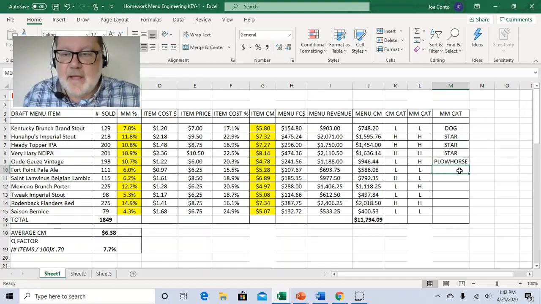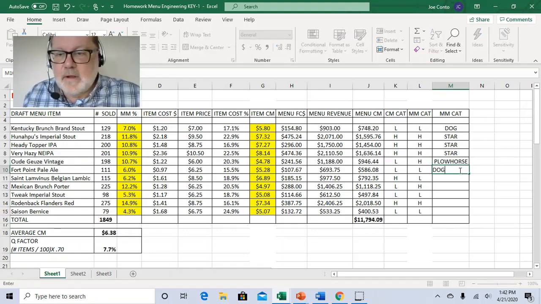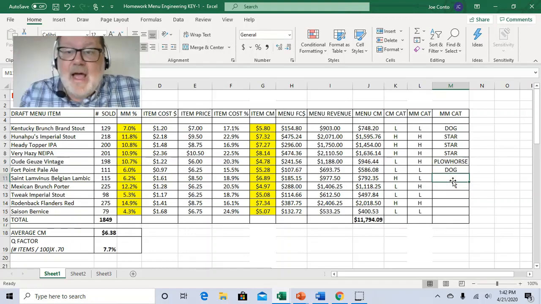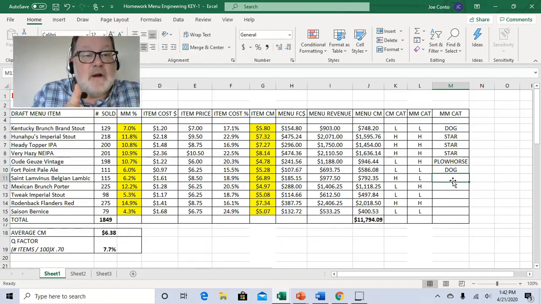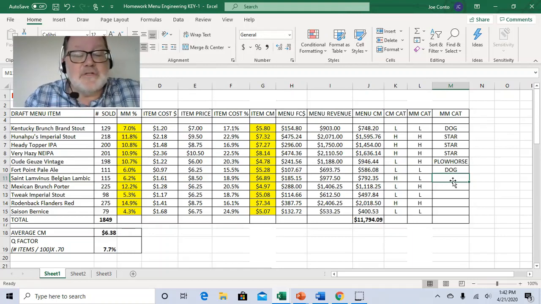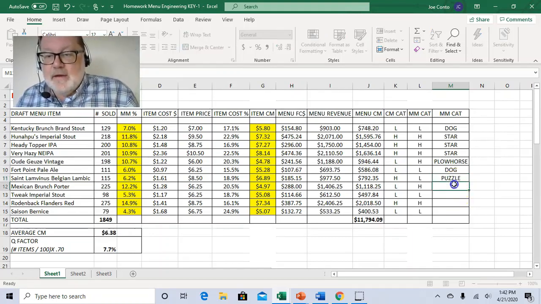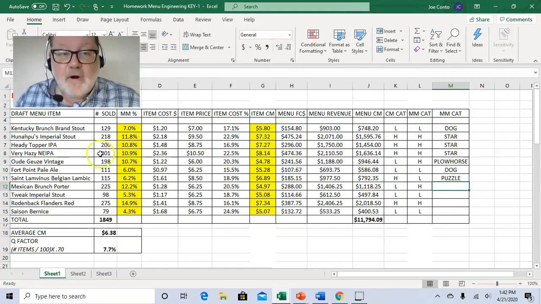And then we have something that is high in contribution margin but low in popularity. Meaning I could make a lot of money on this if I could just get people to buy it, right? High contribution margin, low popularity. I call that one a puzzle. And the rest we've done before. I'll just clean those up and I'll come right back and we'll talk a little bit.